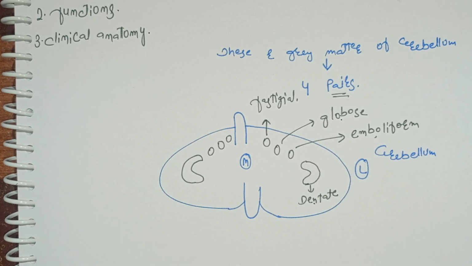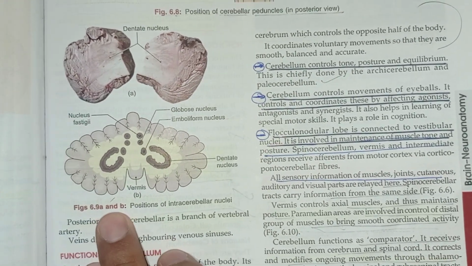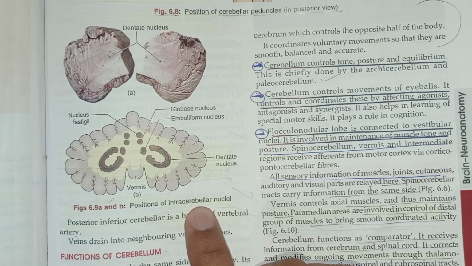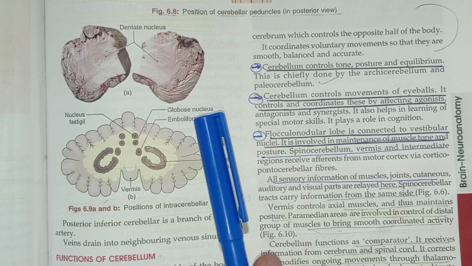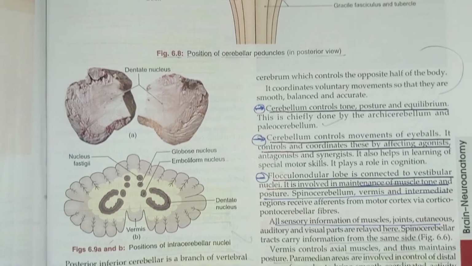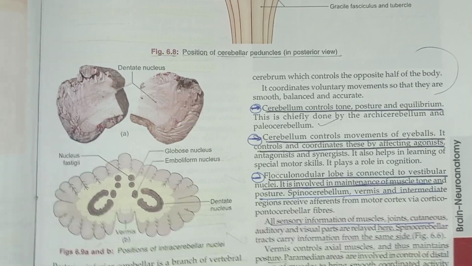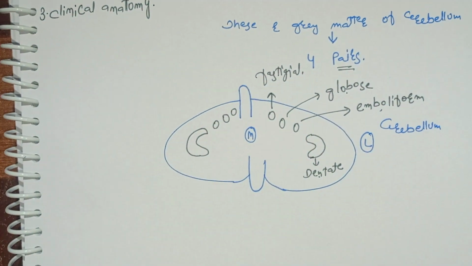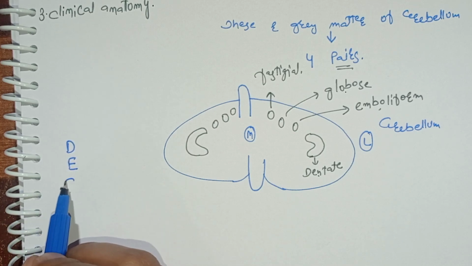This can be understood from the diagram given in the BDC, figure 6.9 A and B, positions of intracerebellar nuclei. This is the dentate nucleus, this is the emboliform, then the globose nucleus and nucleus fastigii. And this is the dentate nucleus, cut section. So these are the four nuclei present in the cerebellum: dentate, then the emboliform, then the globose, and then fastigial.